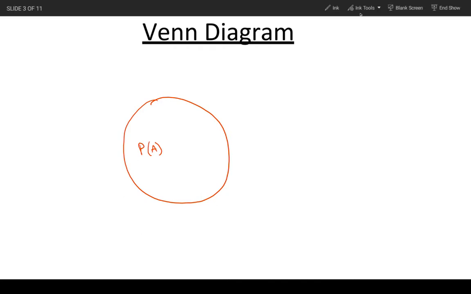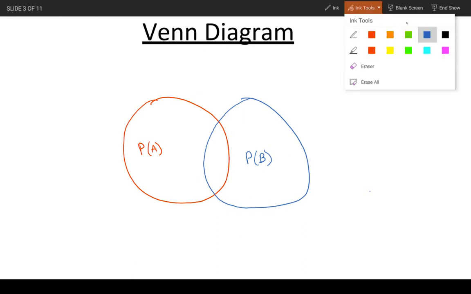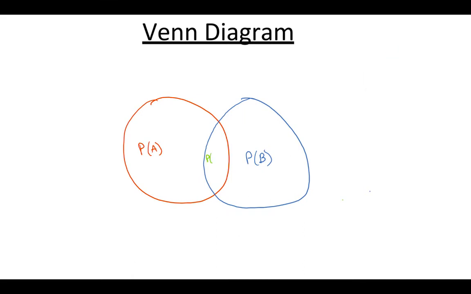Often we use a Venn diagram to represent this. A Venn diagram, if you remember, is just like two circles that overlap each other. Looks something like this. So if we called this circle probability of event A, and then we had another circle, and this blue circle represented the probability of event B, the overlap, which is this area in the middle, would represent the probability of A intersect B.